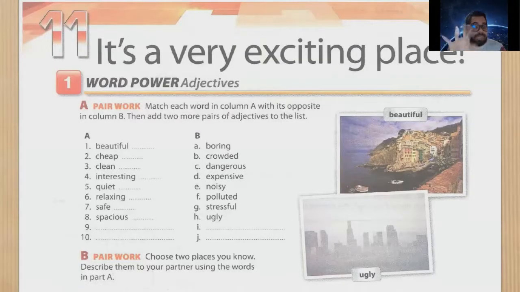It's a very exciting place. Look at this, guys. So we're going to talk about places, cities, and towns, okay? Here, guys, the first part, as you can see, we have some vocabulary, easy vocabulary, but some of those words can be strange for you, maybe. These words over here, guys, are adjectives.